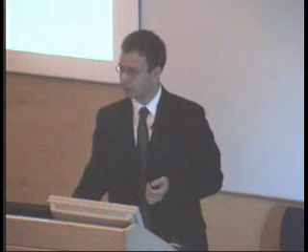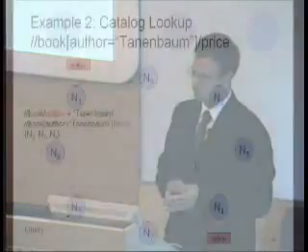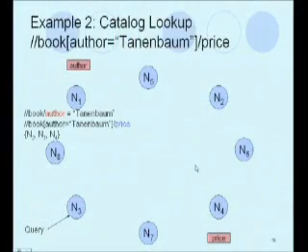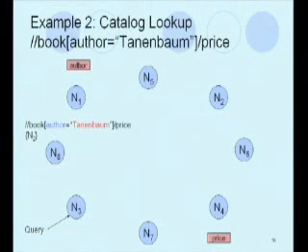Then we use the target element of the second branch, and we go to node 1, which is responsible for author catalog information. There we use the Tannenbaum predicate, and we find that only node 2 needs to receive this query. And the answer goes to node 3, which submits the query to node 2.